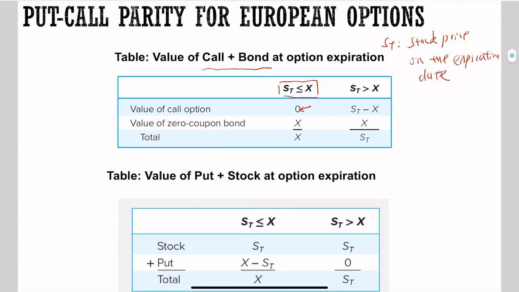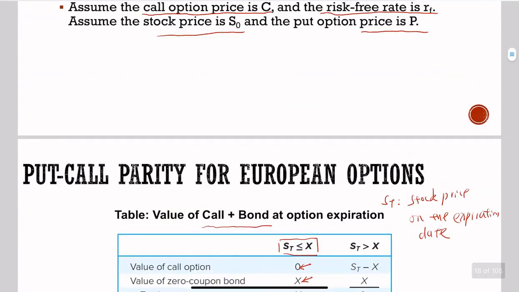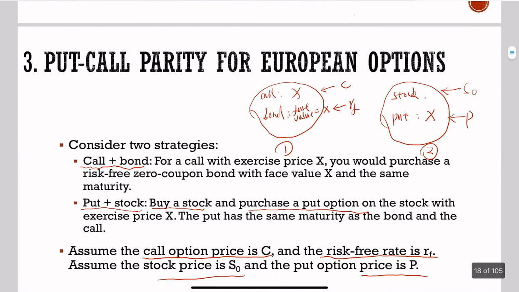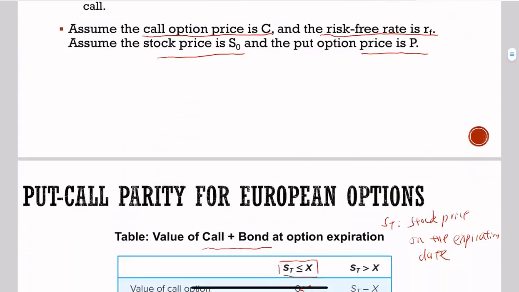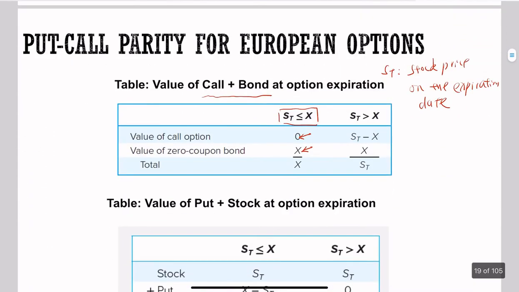And then the value of the bond, of course, is just X. Remember, we have bought a bond with a face value of X. So X in this example refers to both the exercise price and the face value. We assume this bond is riskless. Basically, it means that on this maturity date, you will for sure get X dollars, the face value. So the value of the zero coupon bond is just X. Okay, now let's look at the other case.